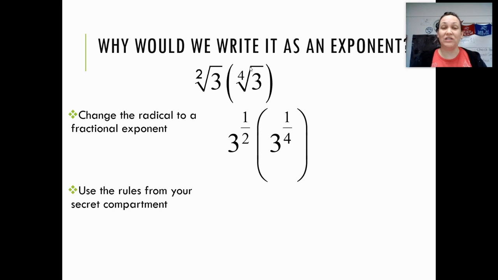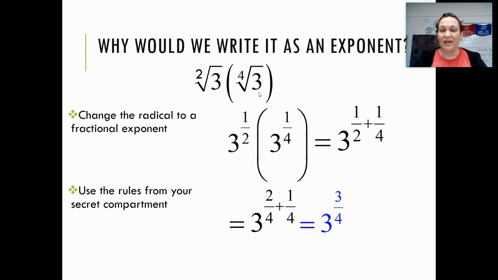So I'm going to add together 1/2 and 1/4. When you're adding fractions, you need a common denominator. So I will need to multiply that first fraction by 2 over 2. And I get 3 to the 3/4.